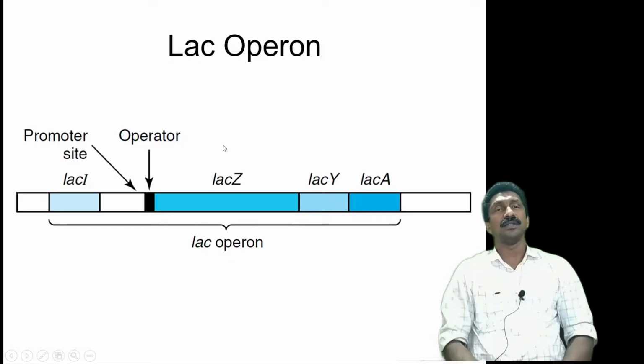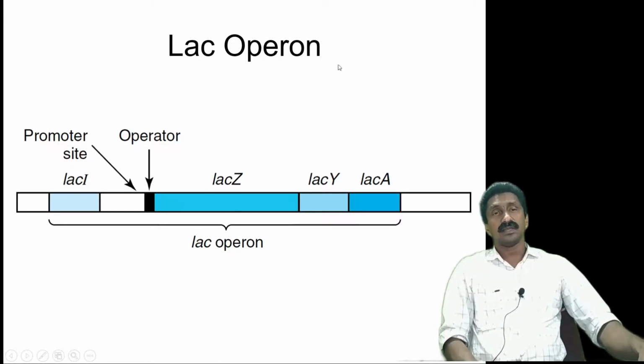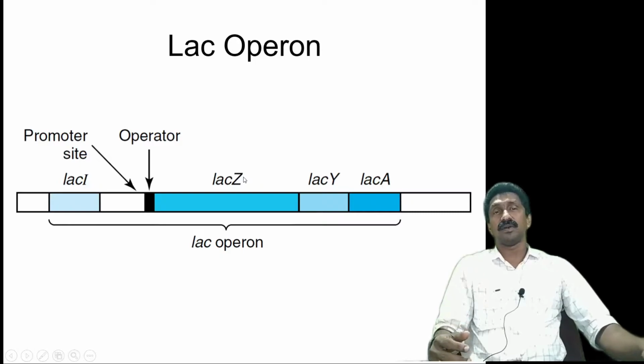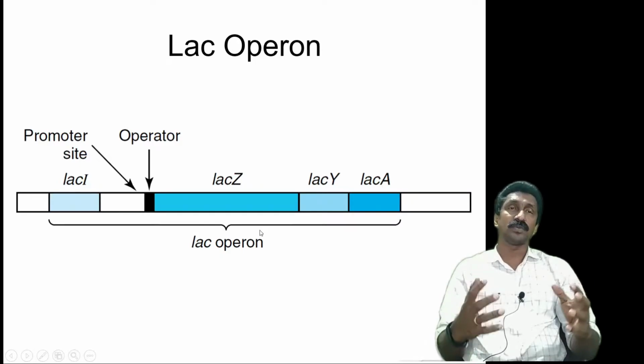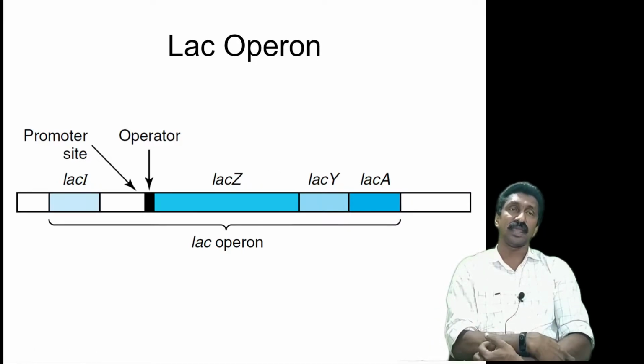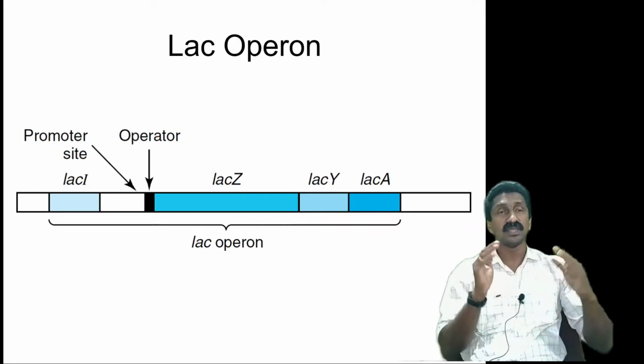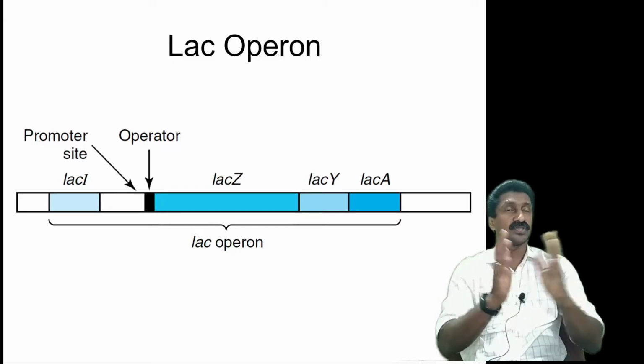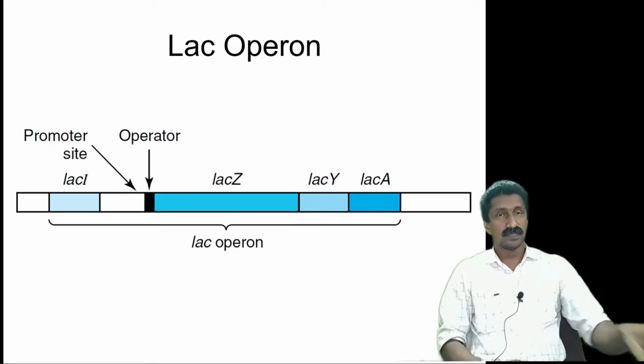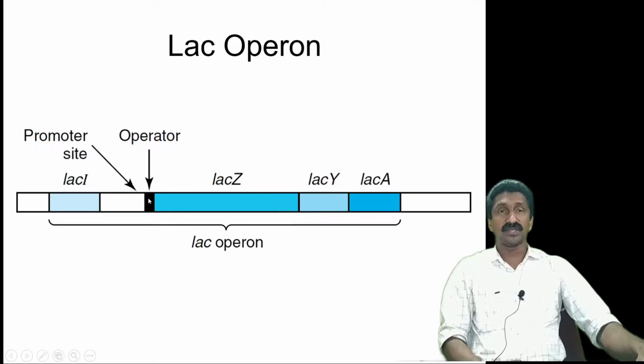Now when we come to the lac operon, it is a classical example of the operon. Whenever we are discussing the operon concept, we have to explain the lac operon. The lac operon has three different genes, LacZ, LacY and LacA, which need to be simultaneously transcribed as a polycistronic mRNA and translated. There is an operator region immediately upstream, then a promoter site, then a LacI gene which codes for the lac repressor.